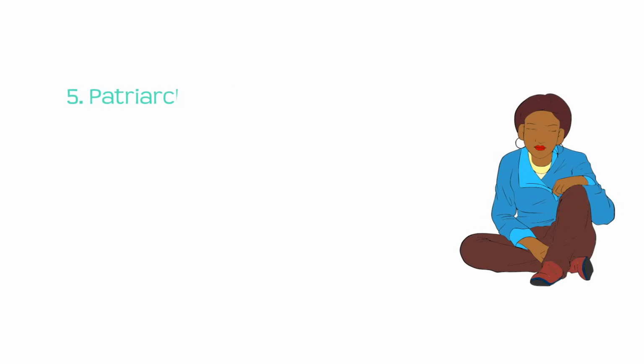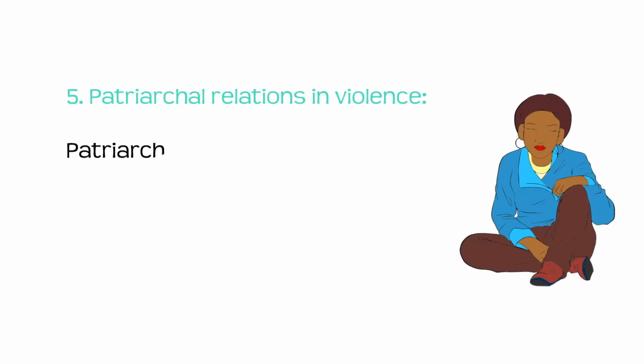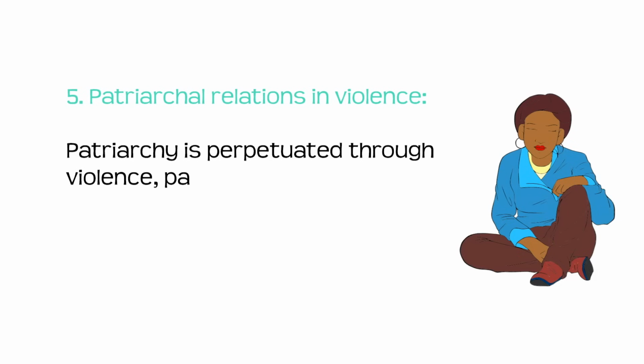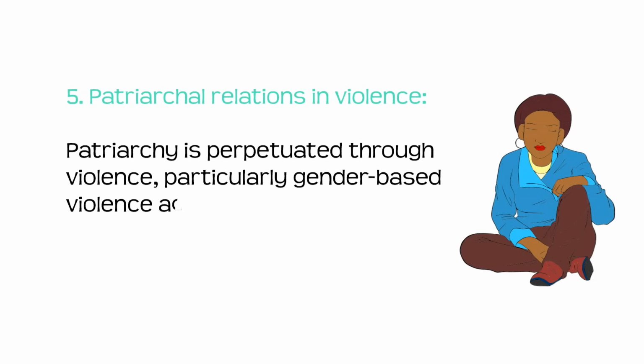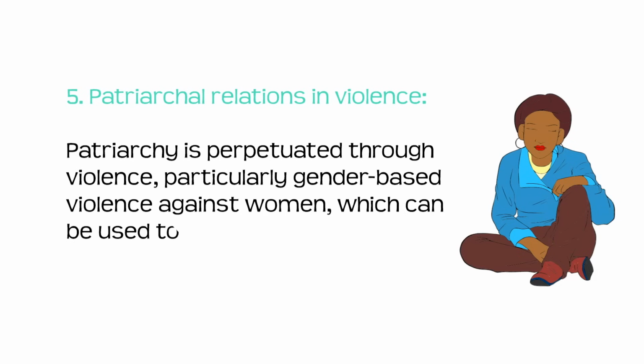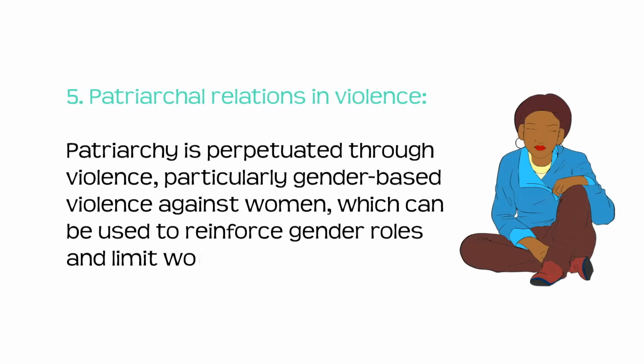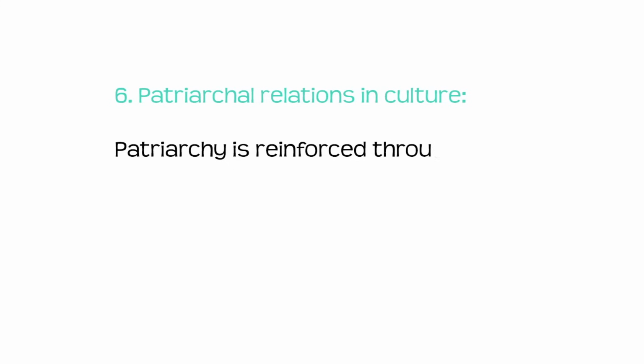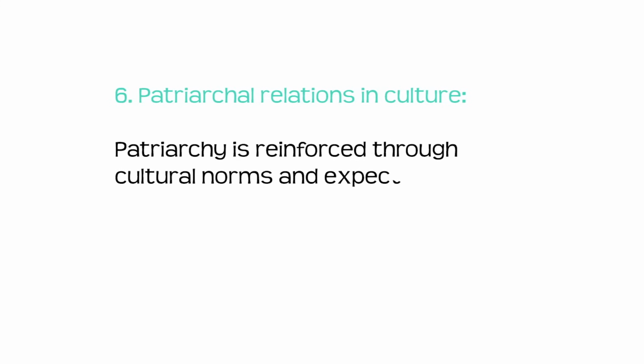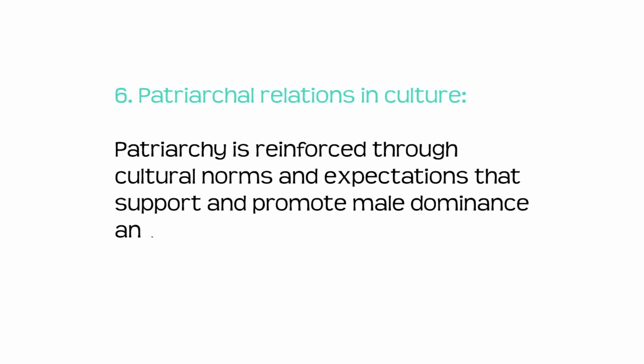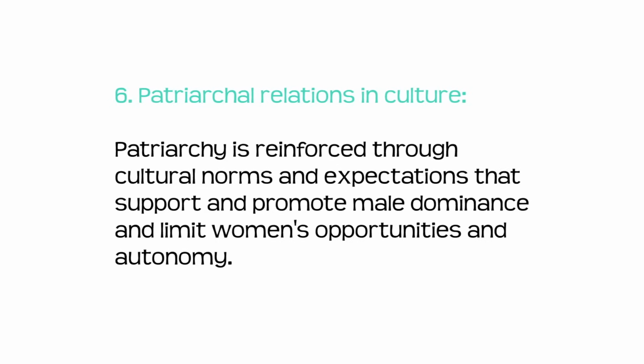Number 5, patriarchal relations in violence. Patriarchy is perpetuated through violence, particularly gender-based violence against women, which can be used to reinforce gender roles and limit women's autonomy. Number 6, patriarchal relations in culture. Patriarchy is reinforced through cultural norms and expectations that support and promote male dominance and limit women's opportunities and autonomy.